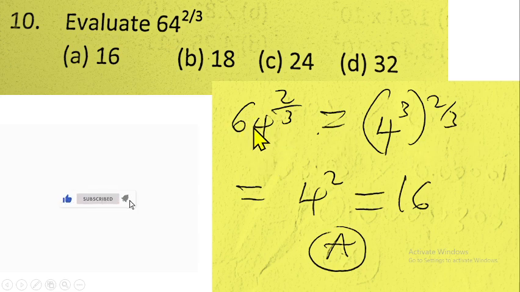So you can change this 64 to an index form. That will give us 4 raised to power 3. Then multiply by this power. 3 can cancel 3 here. So you'll be having 4 raised to power 2, and that gives us 16. So option A is the correct option for question number 10.